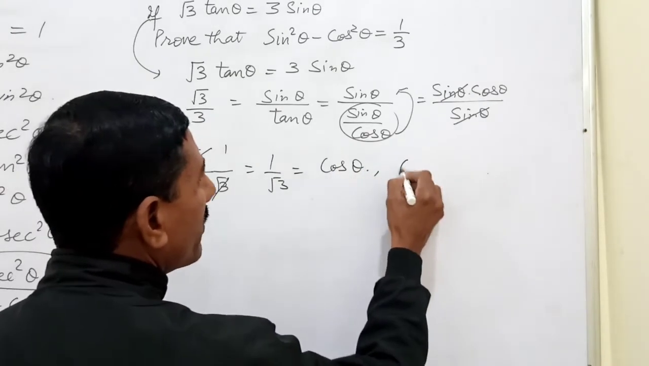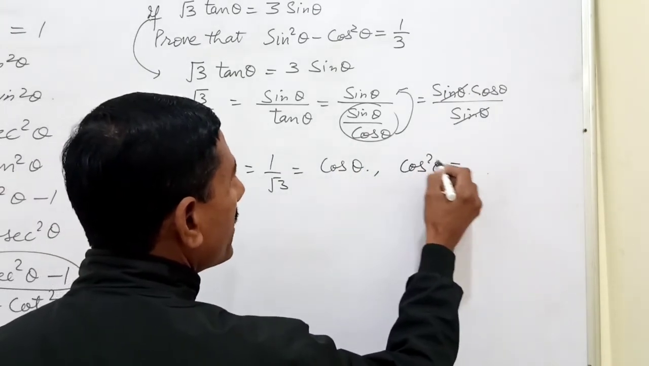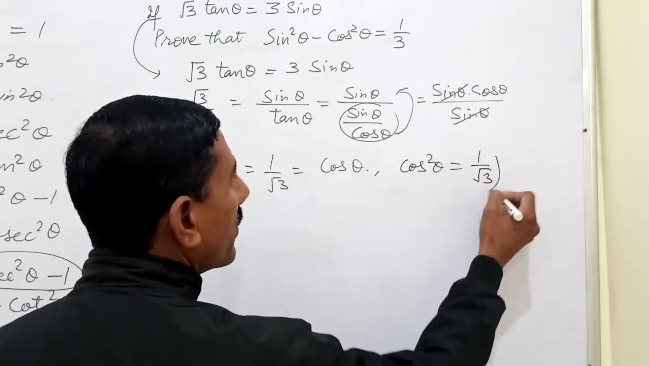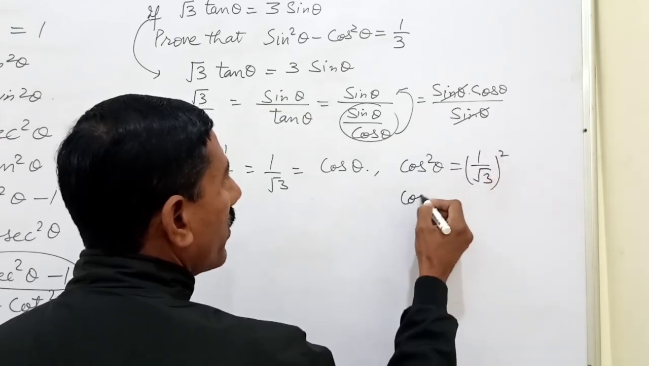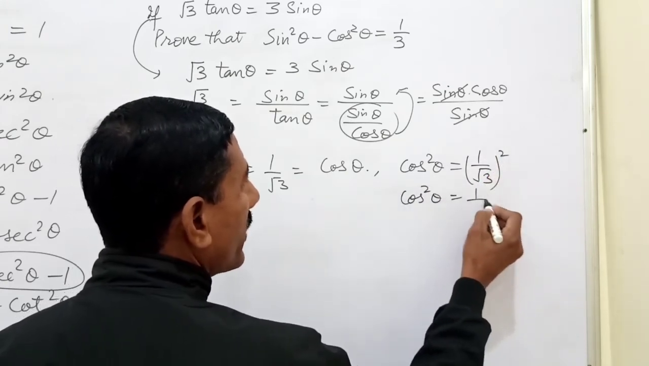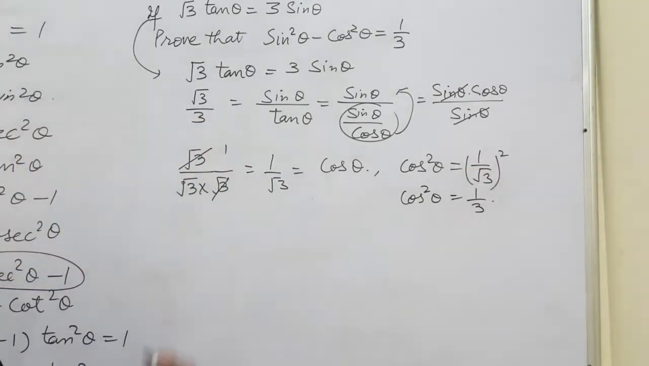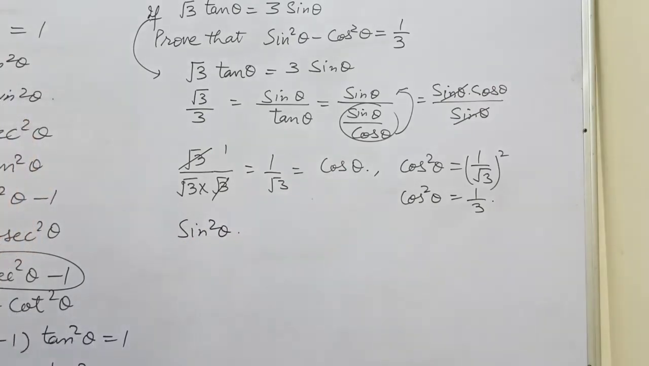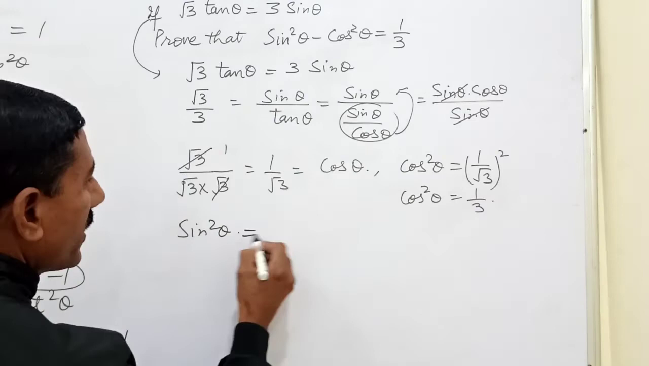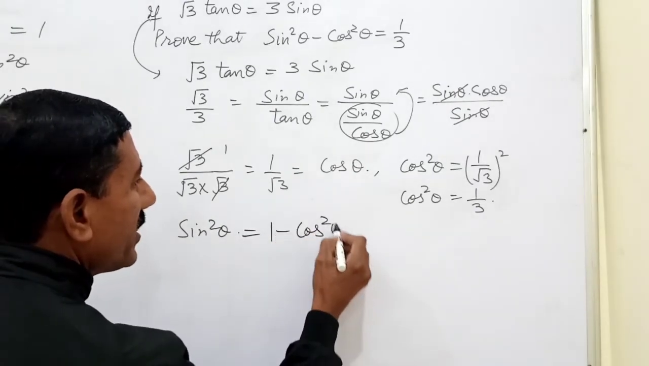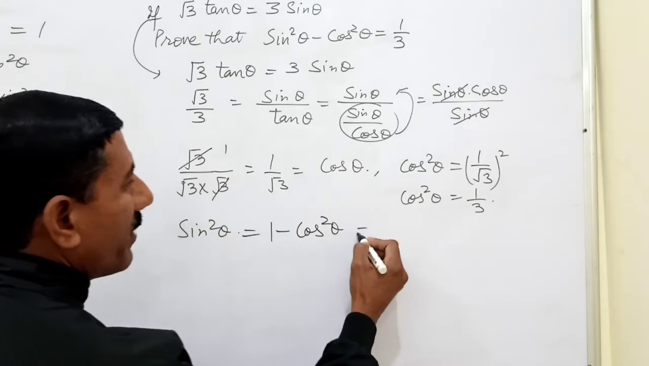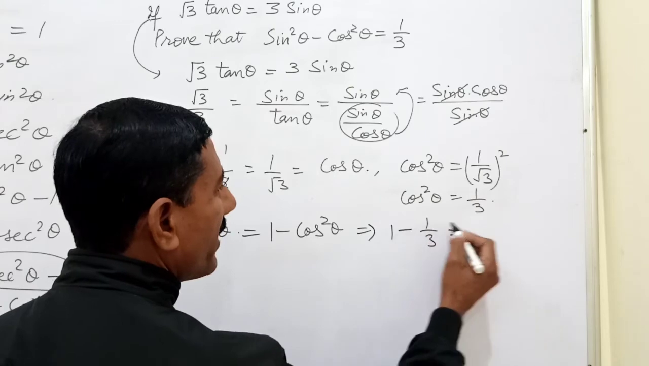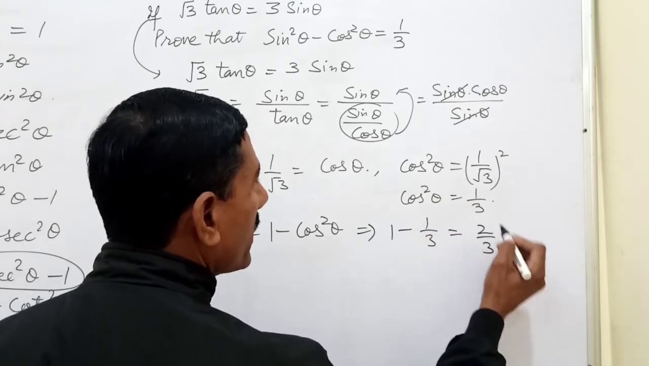Now cos square theta is equal to 1 upon root 3 square, so cos square theta is equal to 1 upon 3. Now what is sine square theta? How do we find it? Using the first identity, we know that 1 minus cos square theta is equal to sine square theta, and we replace the value of cos square theta. So 1 minus 1 upon 3 is equal to 3 minus 1 upon 3, which is 2 upon 3.